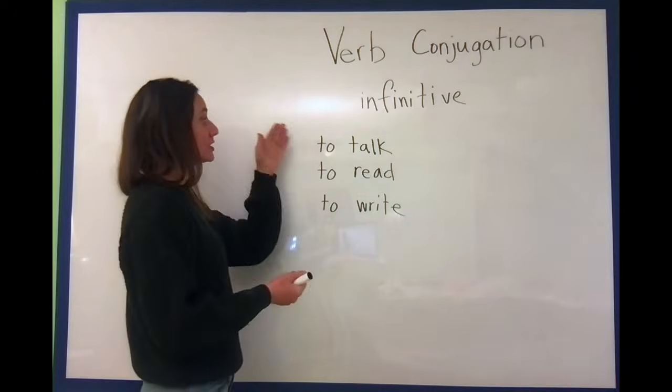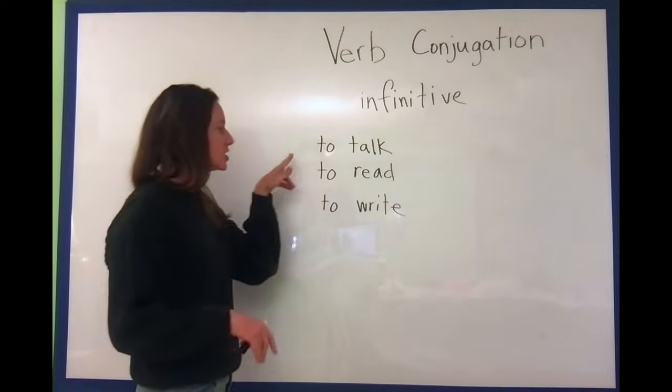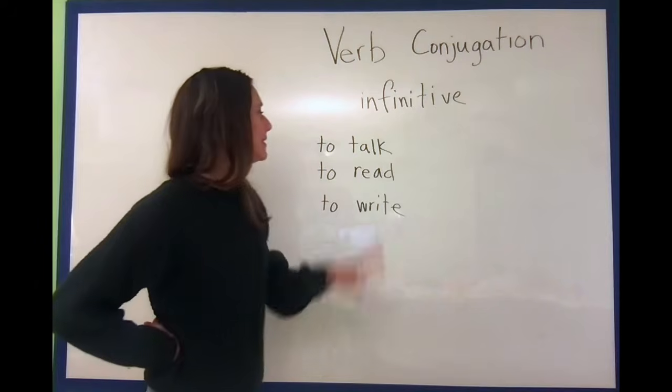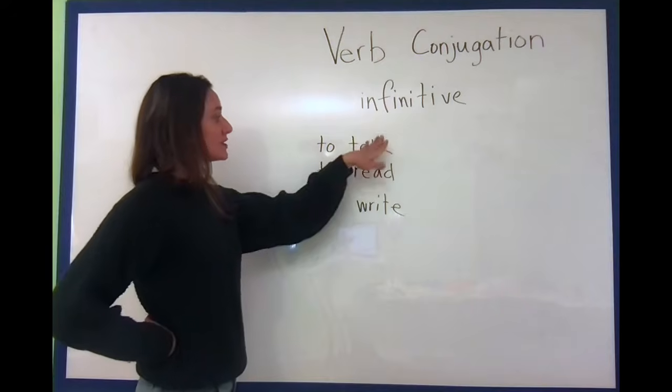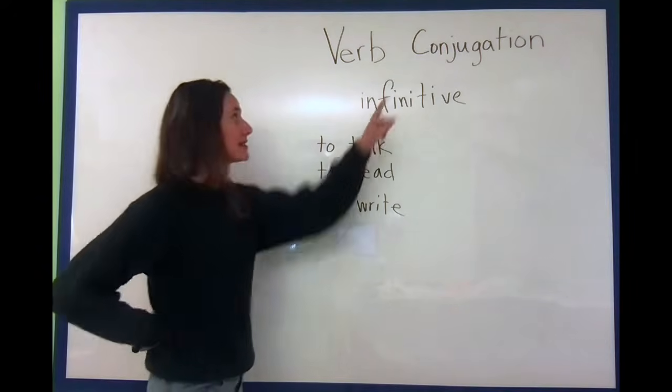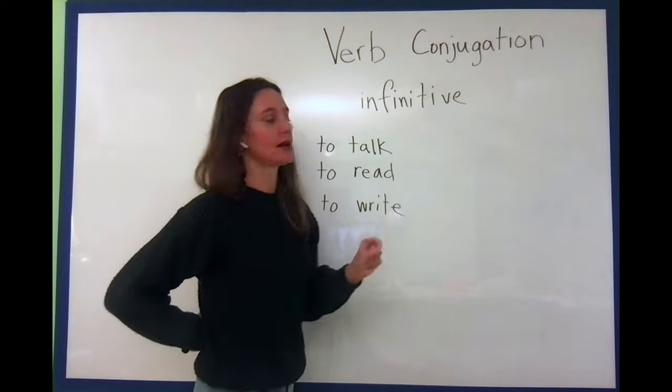So for example, she talks. We don't say she to talk to me on the phone. We say she talks to me on the phone, or I talk to her on the phone. Once we start making changes to these things, then that means we are conjugating them.